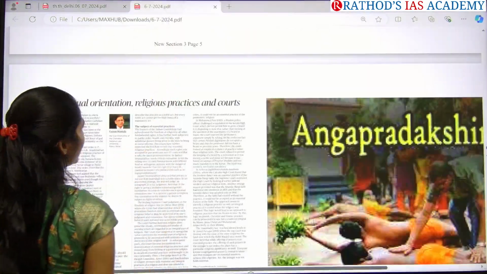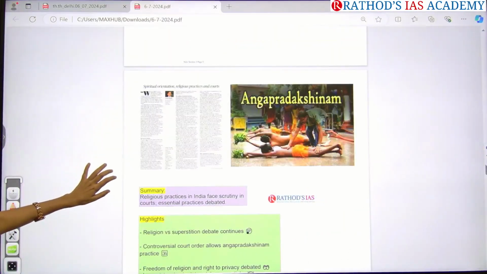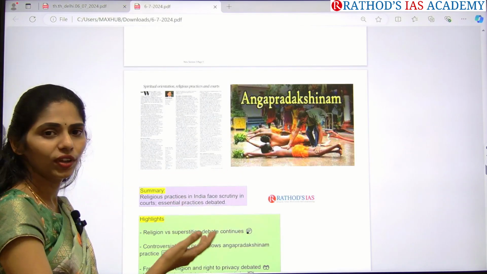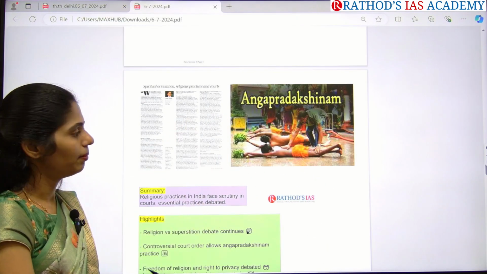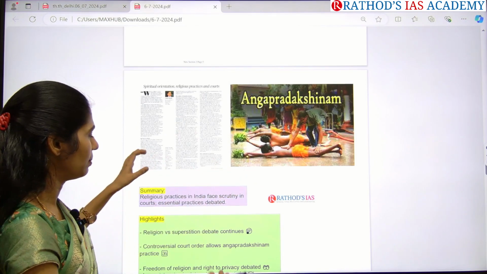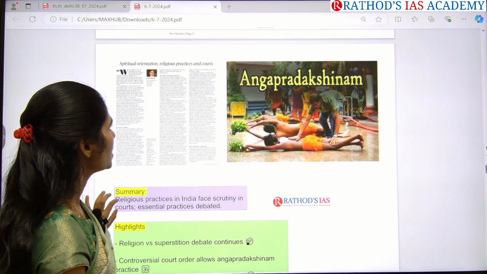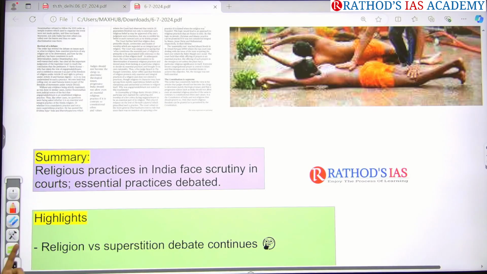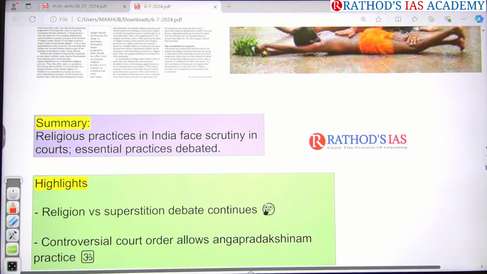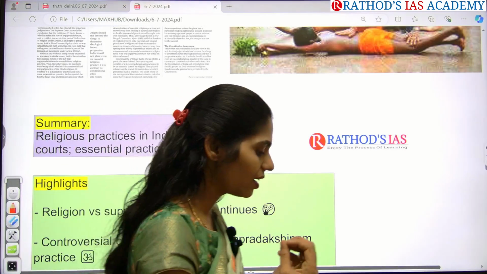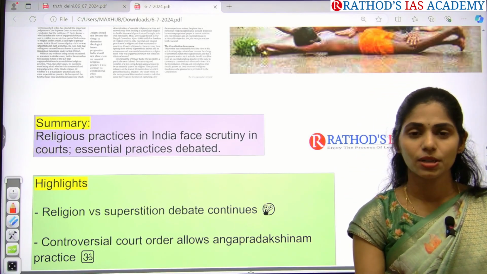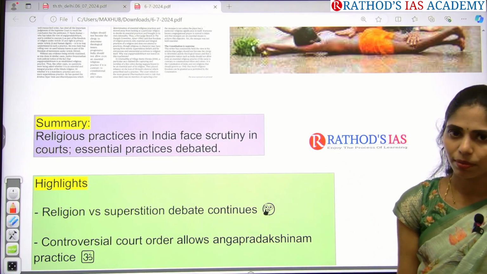Now let us see this article in detail. Here you can see this image. This is the meaning of Anga Pradakshinam: devotees move around the temple by rolling on the ground, lying down like that. This is called Anga Pradakshina. So what is the summary? In India, many religious practices are facing scrutiny in the courts, and a debate is going on regarding them. Even in 2008 and 2019, the entry of women into the Ayyappa temple at Sabarimala was in the news, and now Anga Pradakshina is in the news.